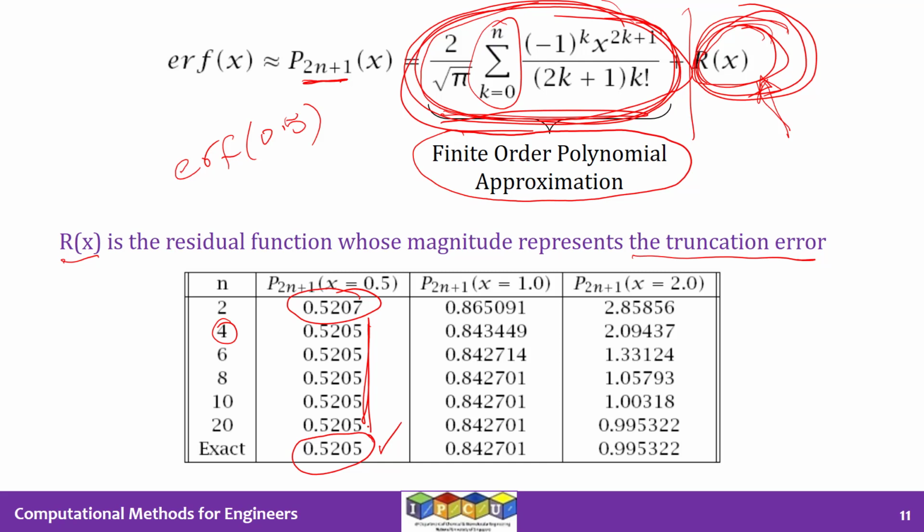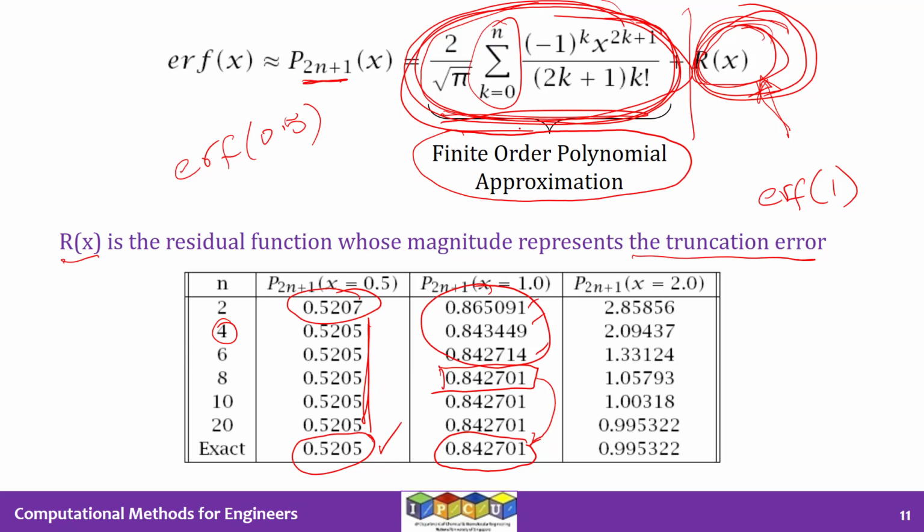Now, when you go away a little bit to x is equal to 1 and you're trying to find out ERF of 1, the true value is 0.842701, and you reach the true value at n is equal to 8. At n is equal to 2, 4, 6, the answers are quite approximate. But the moment you reach n is equal to 8, you're going to get values that are closer to the actual value. So as you move from x is equal to 0.5 to x is equal to 1, you suddenly require more terms to be retained in your finite order polynomial approximation.